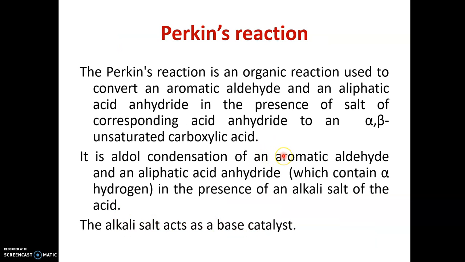The Perkin reaction is an organic reaction which is used to convert an aromatic aldehyde and an aliphatic acid anhydride, in the presence of the salt of the corresponding acid, to an alpha beta unsaturated carboxylic acid. That is, here we wish to condense an aromatic aldehyde with an aliphatic acid anhydride, resulting in the formation of an unsaturated carboxylic acid, and this reaction we call the Perkin reaction.